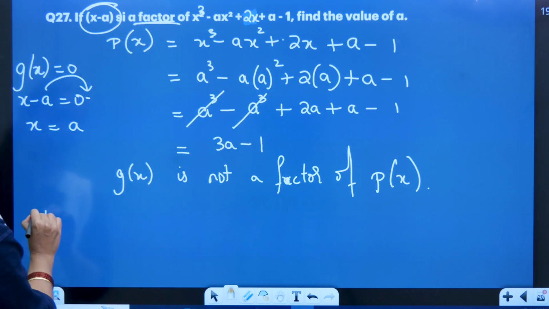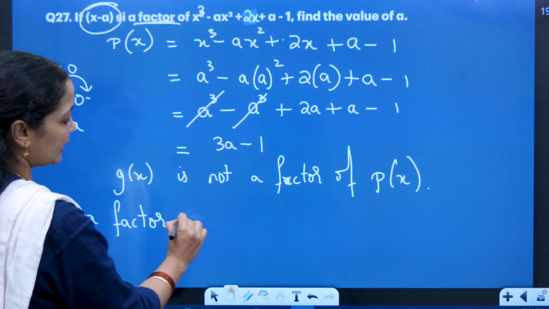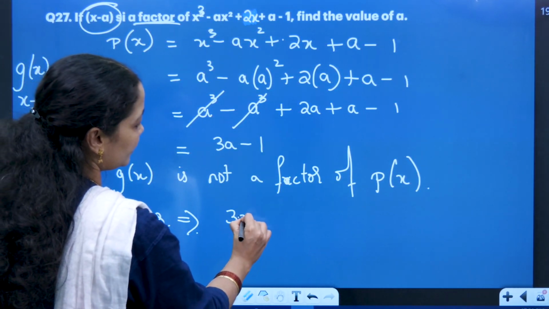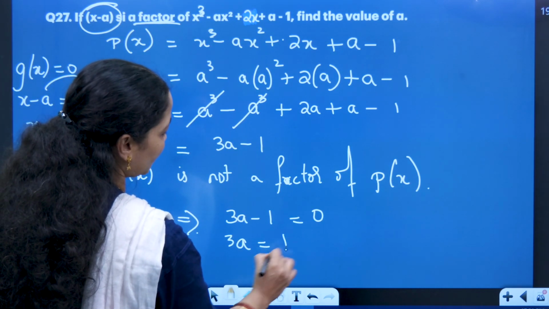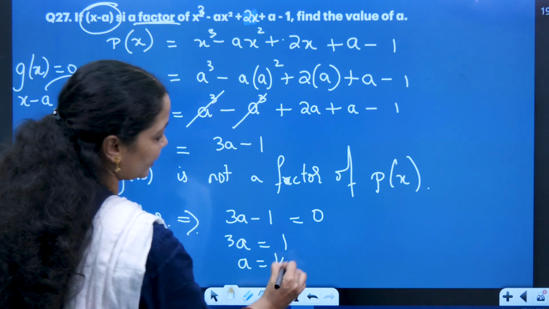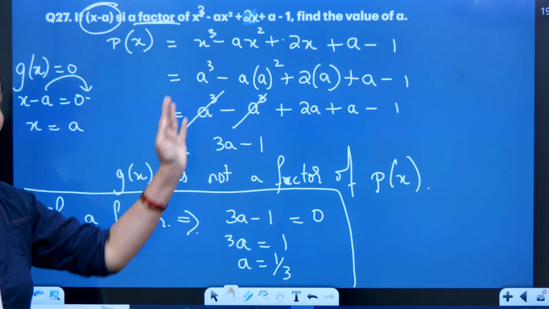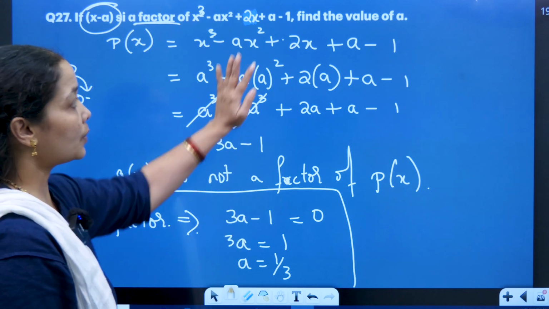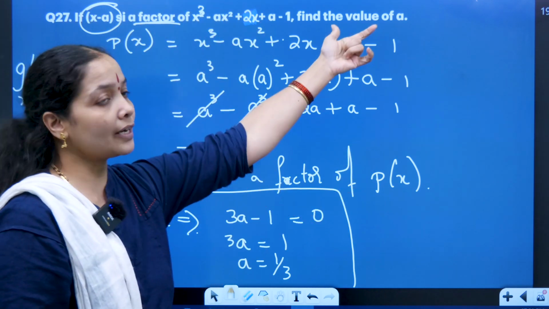If it is a factor, I'm just going ahead in the question and giving you the answer. If it is a factor, I'll equate 3a minus 1 to 0. 3a will be equal to positive 1 and a will be equal to 1 by 3. This is something I have given here which is not there in the question related topic. The question is asking me whether this is a factor. When no is the answer, I can't find a.